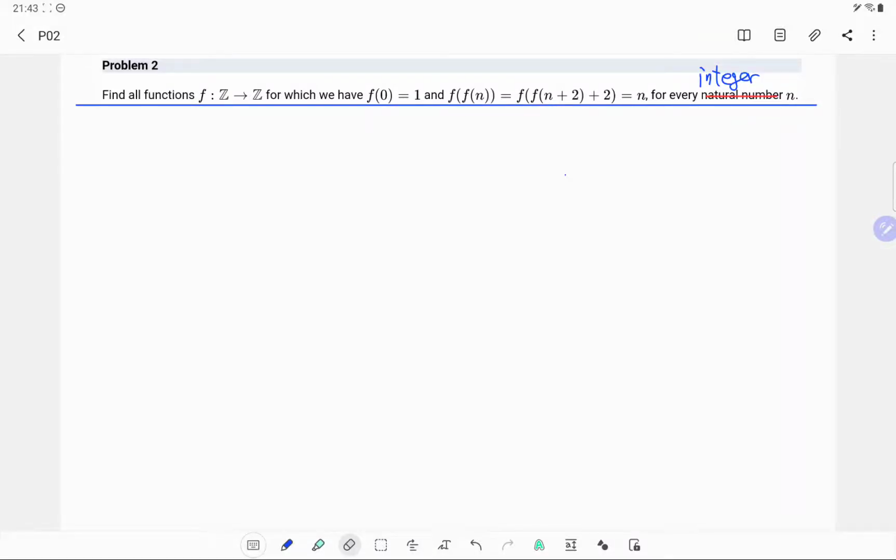Okay, hey guys, let's take a look at another functional equation. So this question is like: find all functions f from integers to integers for which we have f(0) = 1 and f(f(n)) = f(n+2) = n. For f originally it is a natural number n, but I think there may be a typo, so I modify it into for every integer n.